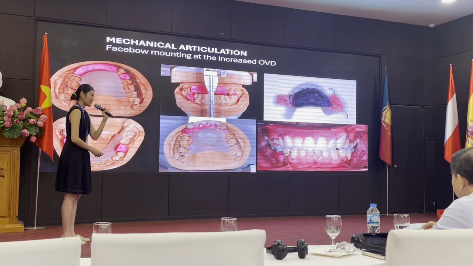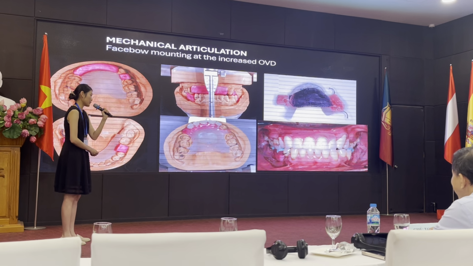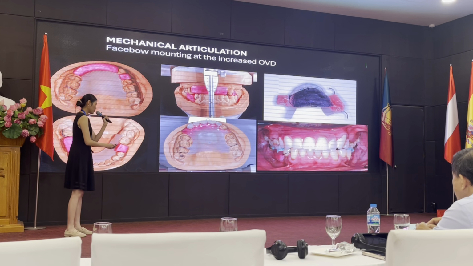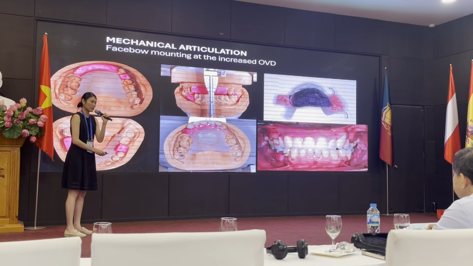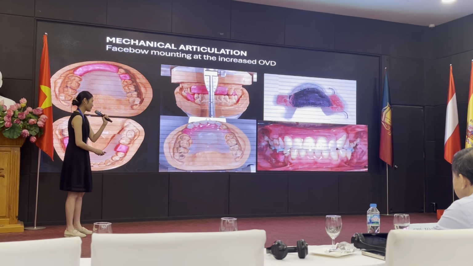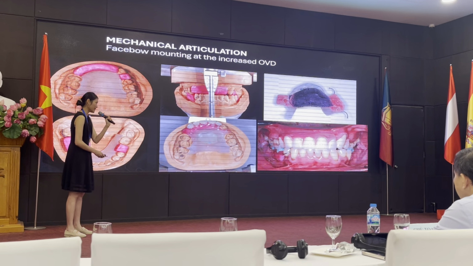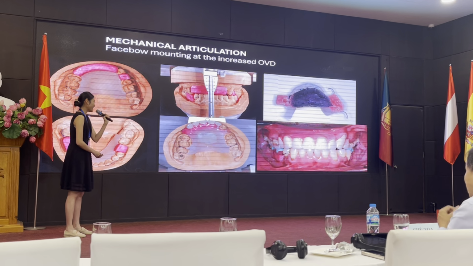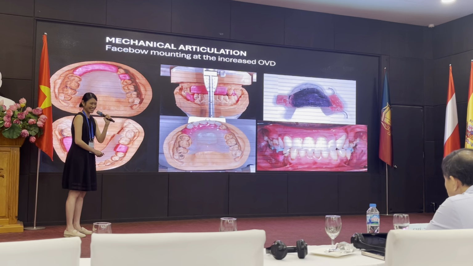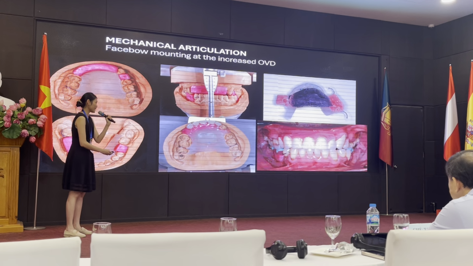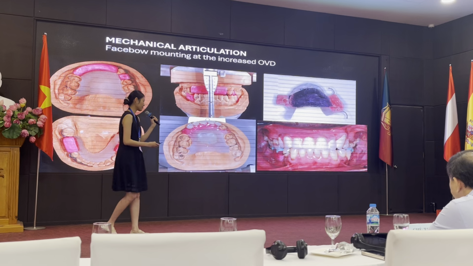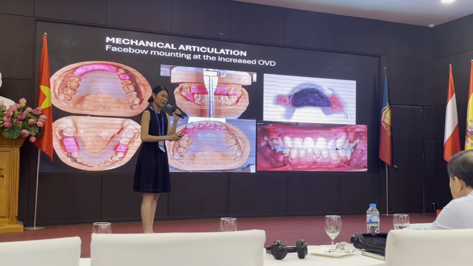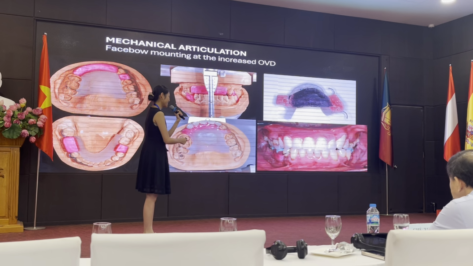And then another thing I did was because I increased the vertical dimension. If you want to increase the vertical dimension, the literature shows that the maximum you can increase is around 5 to 6 millimeters. So if you want to increase more than that, you want to have a device that can help you. And here I did a gothic arch tracing to define the central relation position. And from there, I took a bite registration. So from there, I can mount my cast at the ideal vertical dimension.